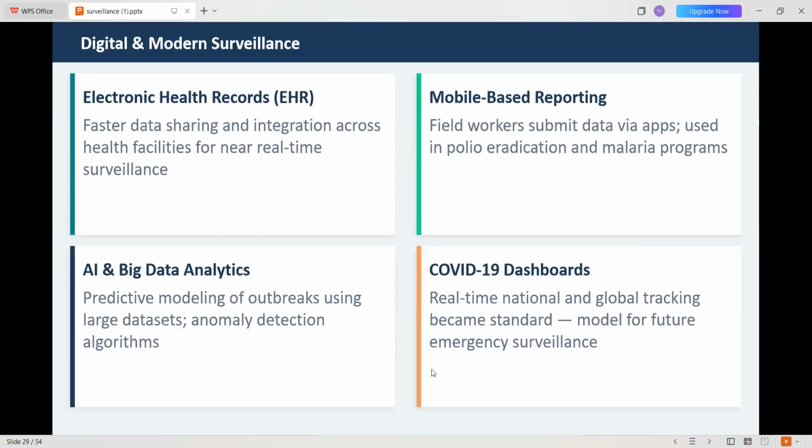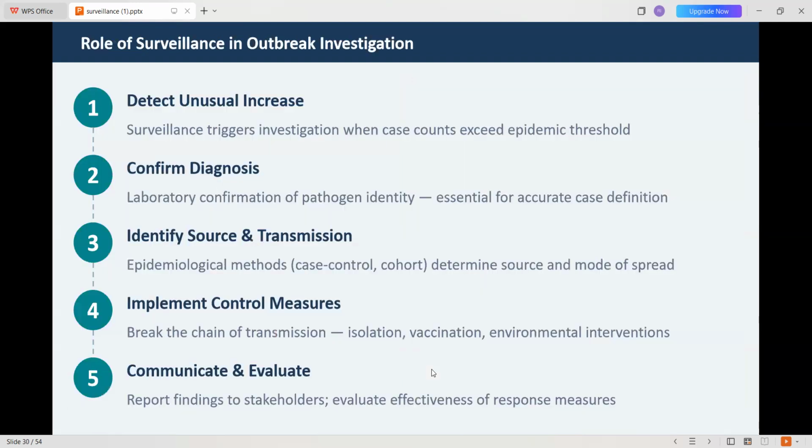Next is digital and modern surveillance. Digital and modern surveillance includes electronic health records, faster data sharing, and integration across health facilities for near real-time surveillance. Mobile-based reporting: field workers submit data via apps, used in polio eradication and malaria programs. AI-based and big data analytics: predictive modeling of outbreaks using large datasets, anomaly detection, and algorithms. COVID-19 dashboards: real-time national and global tracking became a standard model for future emergency surveillance.